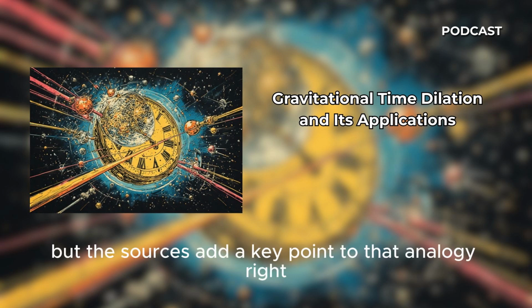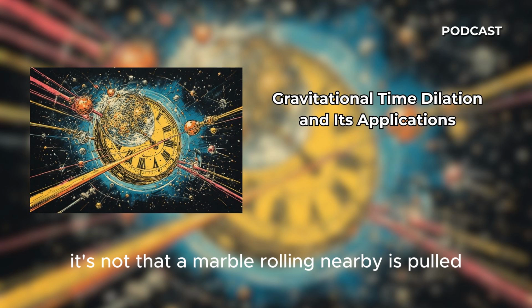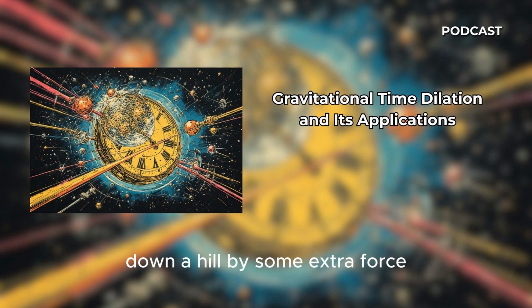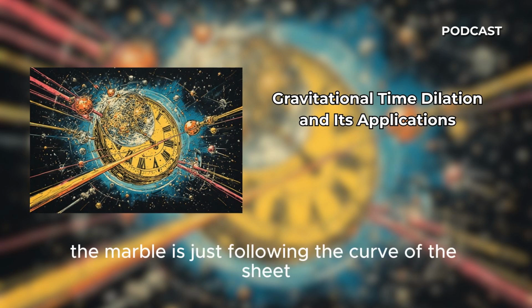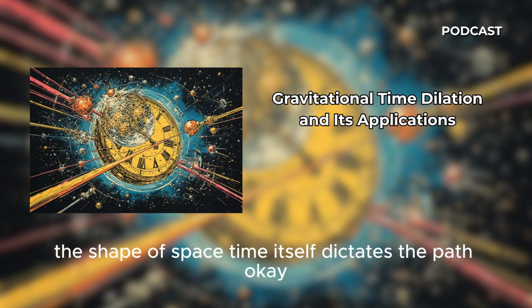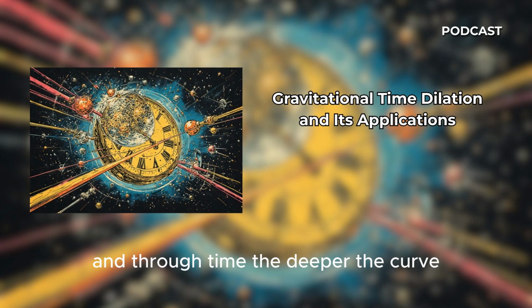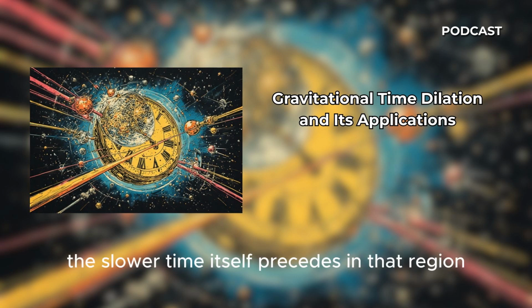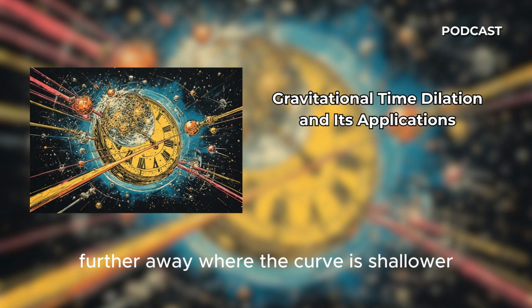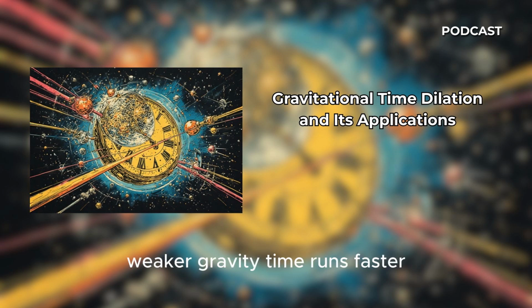But the sources add a key point to that analogy. Right. It's not that a marble rolling nearby is pulled down a hill by some extra force. No, exactly. The marble is just following the curve of the sheet. The shape of space-time itself dictates the path. Okay, so the curve dictates motion through space. And through time, the deeper the curve, the stronger the gravity, the slower time itself proceeds in that region. Further away, where the curve is shallower, weaker gravity, time runs faster.